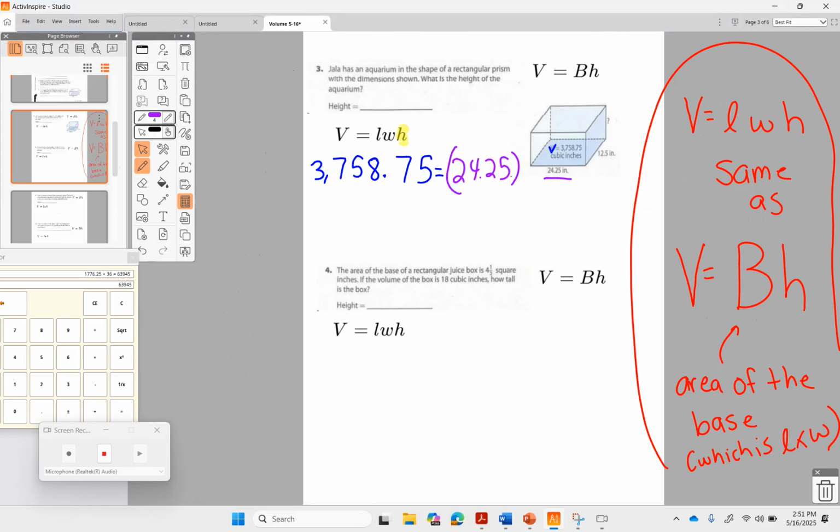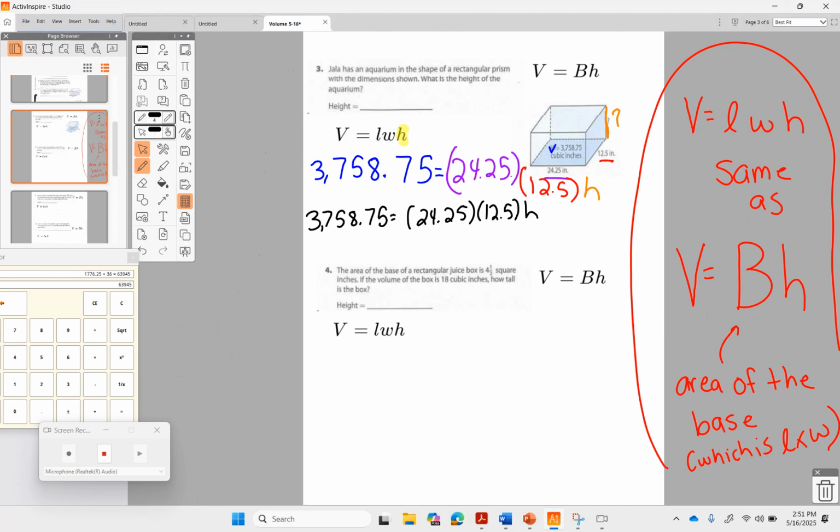I'm going to run out of room here. Let's figure this out. I'm going to use this number next, 12.5. And then I'm going to use, what am I finding? And there's a question mark. And I'm going to put H for height. So I'm going to rewrite this now so that it's all on one line. I'm saying 3,758.75 is going to equal 24.25 times 12.5 times H.